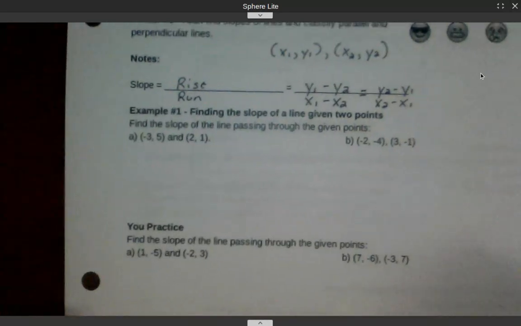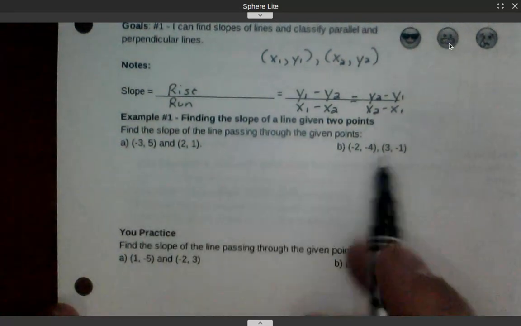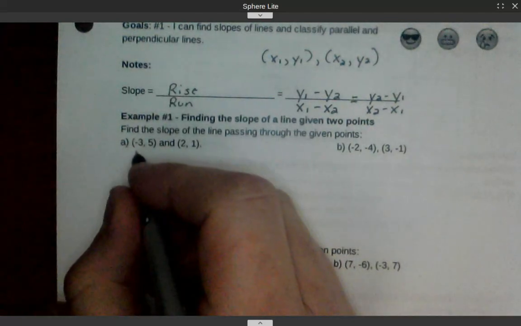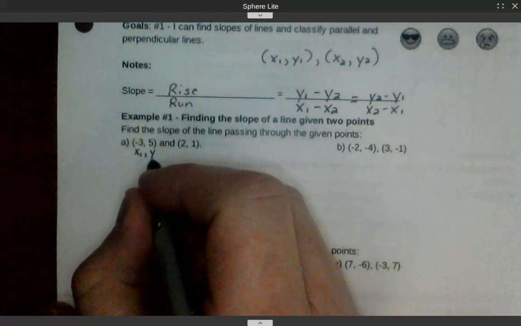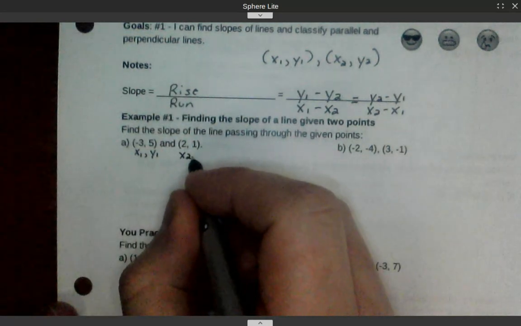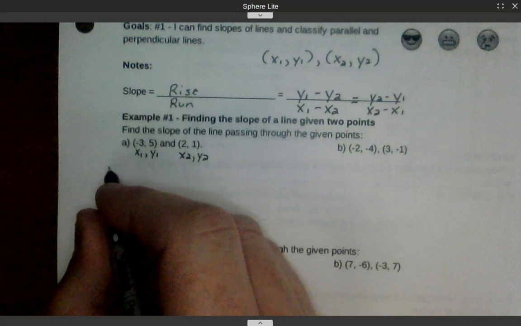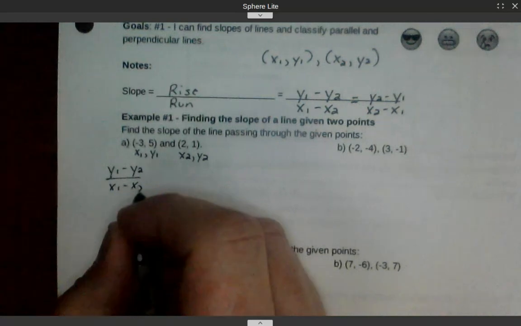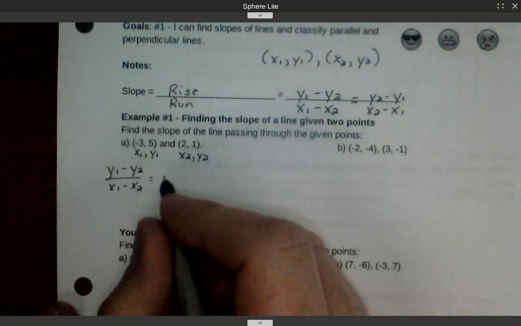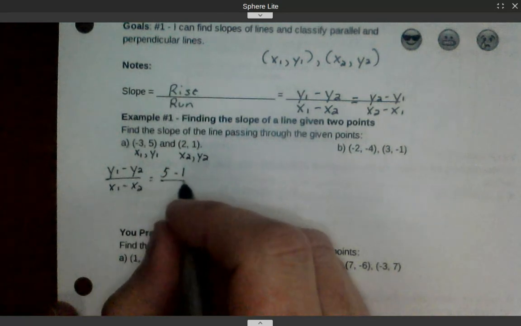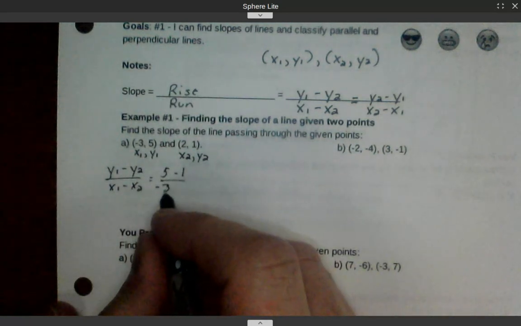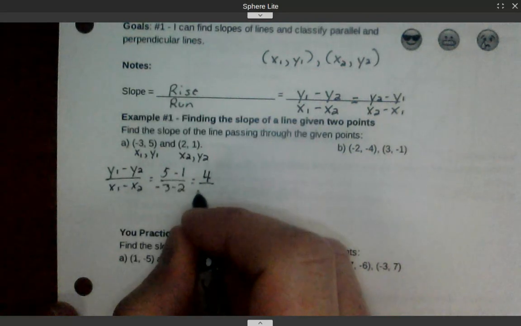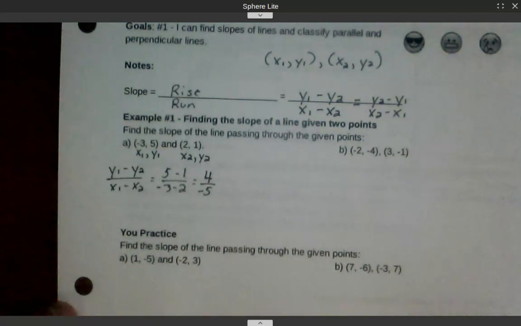So on the first one, what we want to do is find the slope of these two lines. I'm going to show you two different ways to do the slope. The first way is to straight up use the formula. If I have this one as x1 comma y1, and this one as x2 comma y2, just use the formula y1 minus y2 over x1 minus x2. So y1 is 5, y2 is 1, x1 is negative 3 minus 2, so you get 4 over negative 5. So that's using the formula.